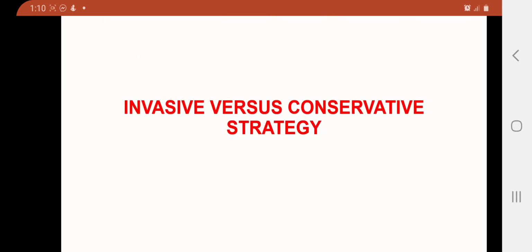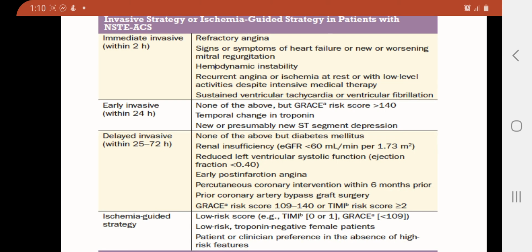Okay, invasive versus conservative strategy. When we say immediate invasive, that is within 2 hours, it is reserved for patients who have refractory angina, signs or symptoms of heart failure, or new or worsening mitral regurgitation, patients with unstable hemodynamics, patients with angina at rest or with low-level activities despite intensive medical therapy, and those who have malignant arrhythmias such as sustained VT or ventricular fibrillation.